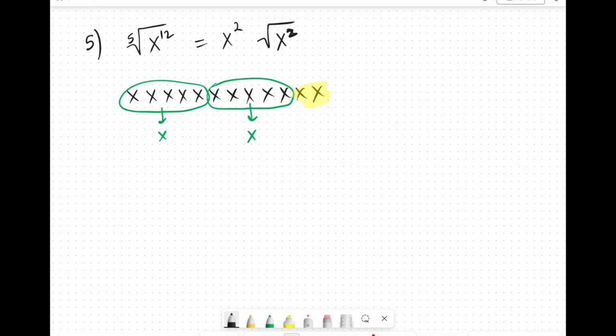And please make sure that when you're writing or typing your answer, you keep your root as a 5th root. It does not magically turn into a square root. Do not forget that index.